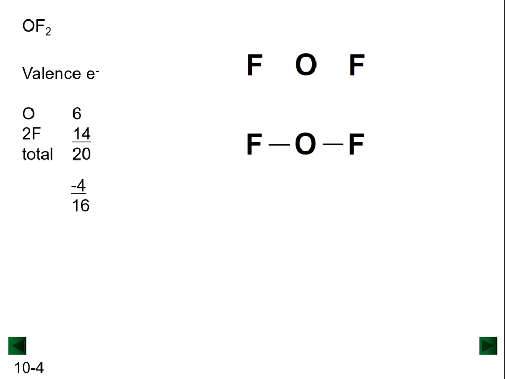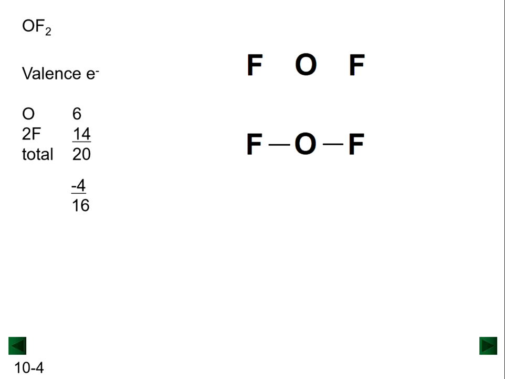First, we make a bond between each of the fluorines and the oxygen. That requires 4 electrons. After we use these 4 electrons, we have 16 remaining valence electrons, for which we'll need to find a location in the molecule.